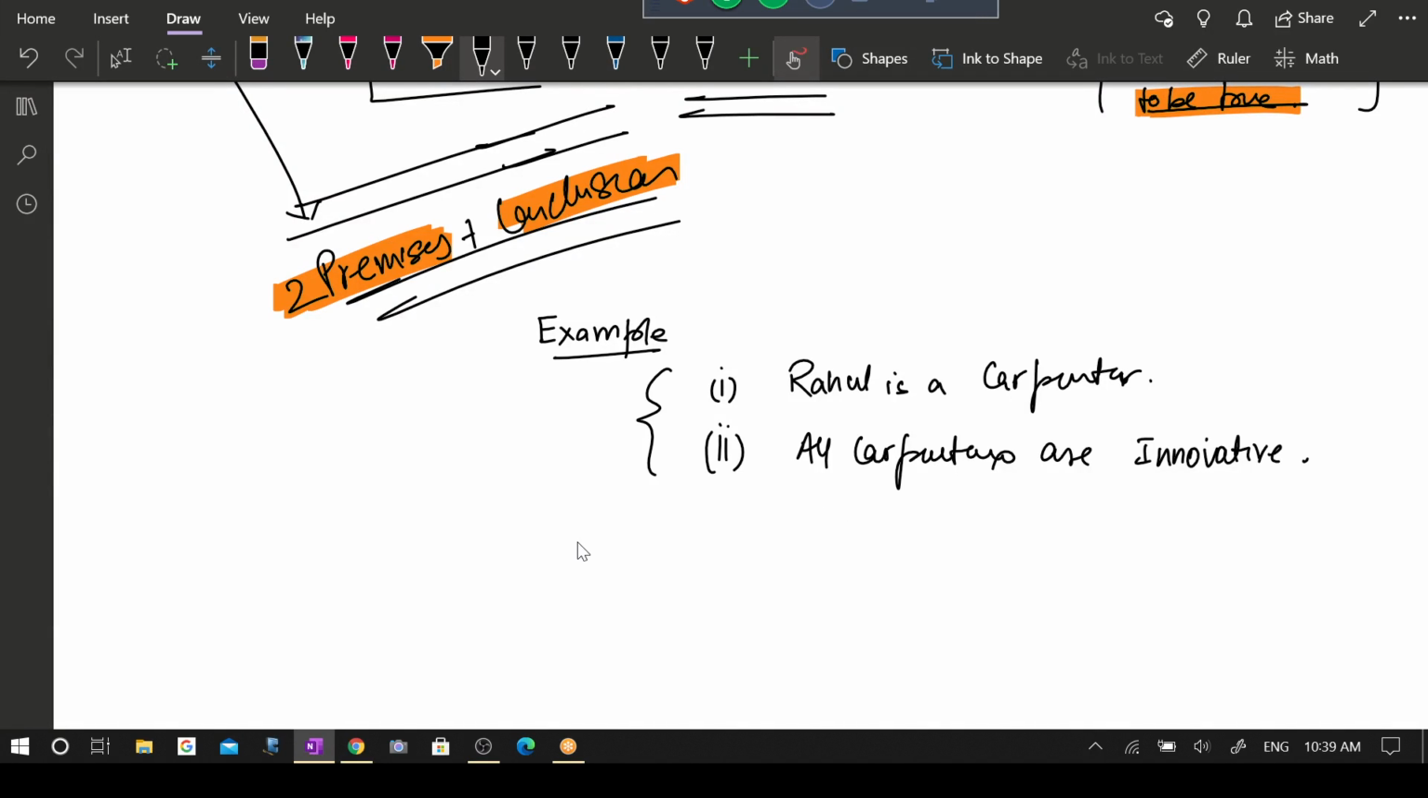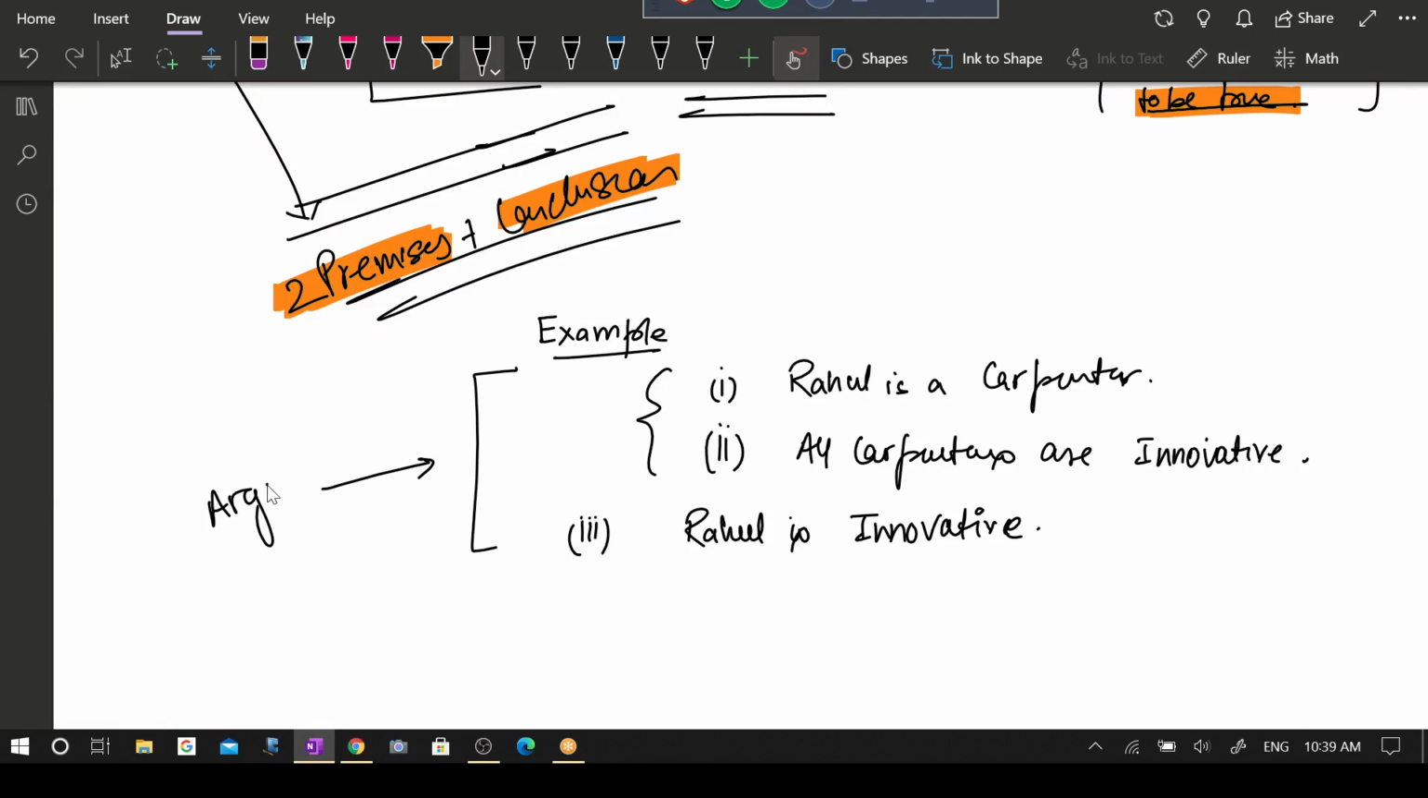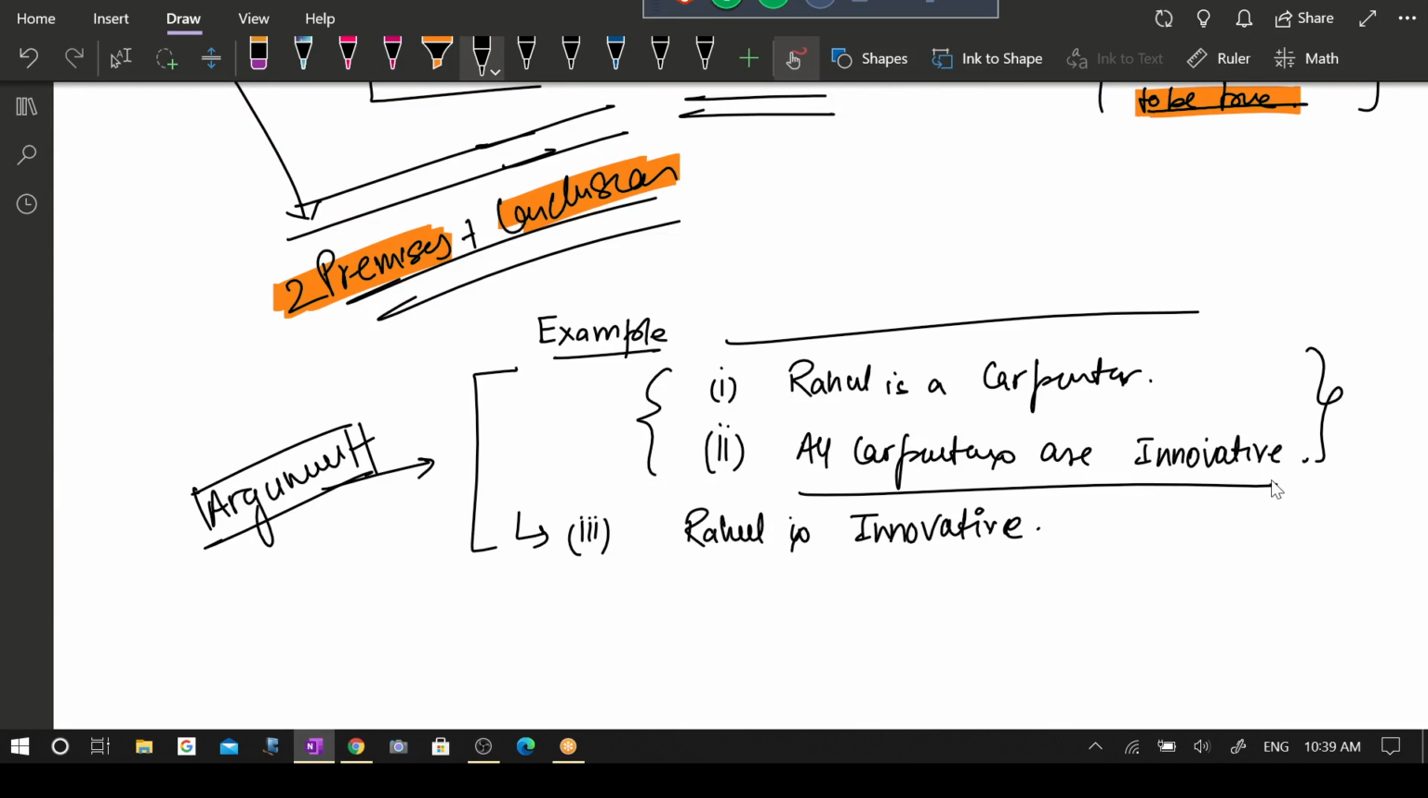So I can give a conclusion, that is the third statement. I can give a conclusion that Rahul is innovative. So these three sentences together will now be an argument. Two premises plus the third one, the conclusion. This is an example of an argument where I say Rahul is a carpenter, all carpenters are innovative, so I can say Rahul is innovative.